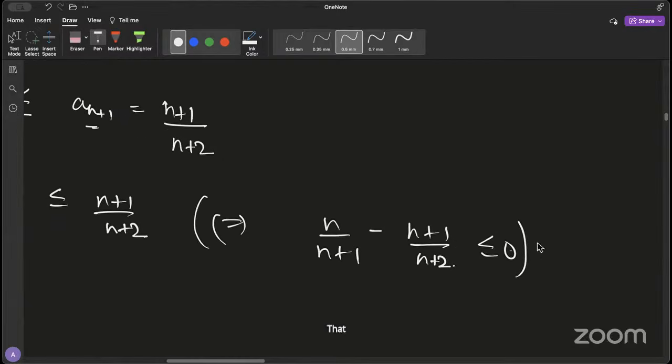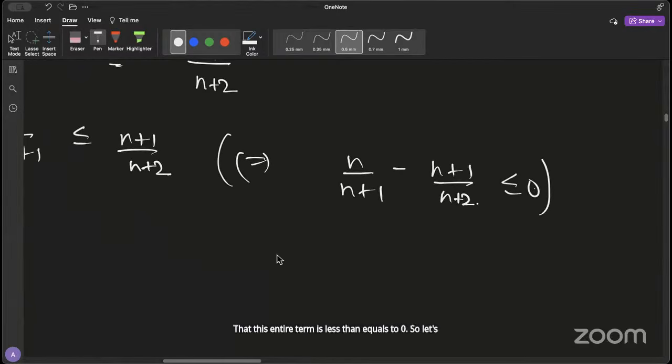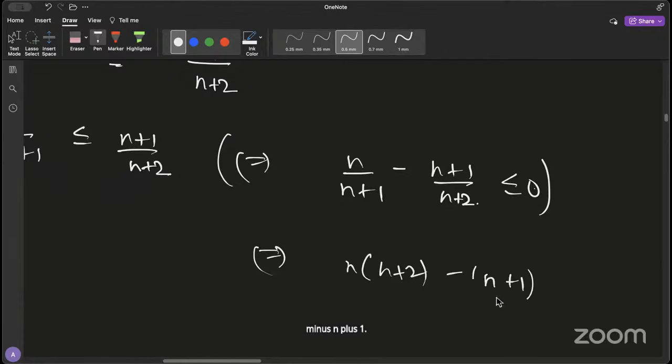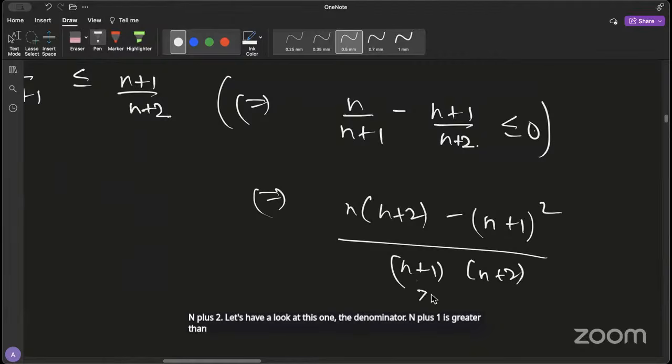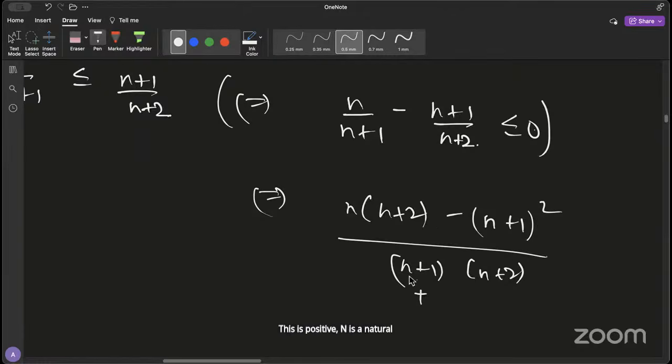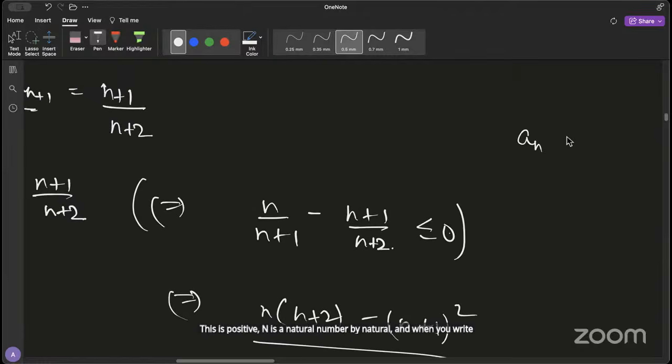That this entire term is less than or equal to 0. So let's see. This is (n+2)/(n+1)... minus (n+1)^2, divided by (n+1)(n+2). Let's have a look at the denominator. n+1 is greater than 0, right? This is positive. n is a natural number, and when you write these things, a_n, your n has to be greater than or equal to 1, right? You start your sequence with a1, a2.